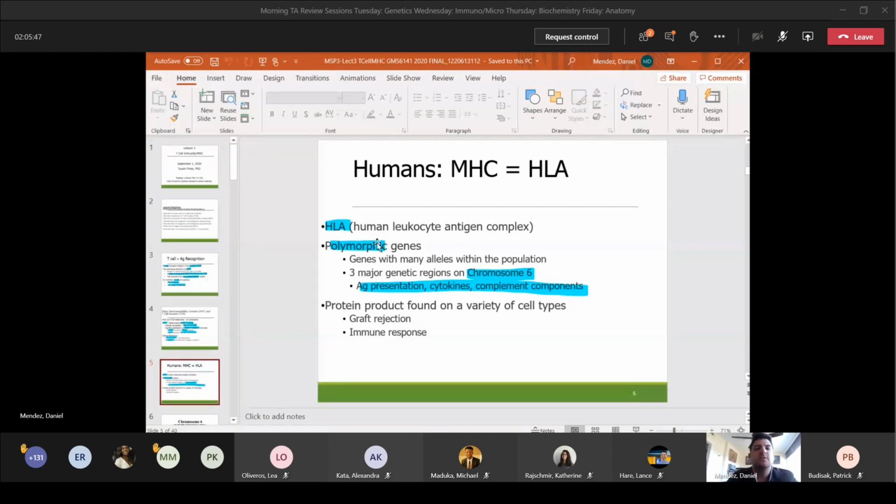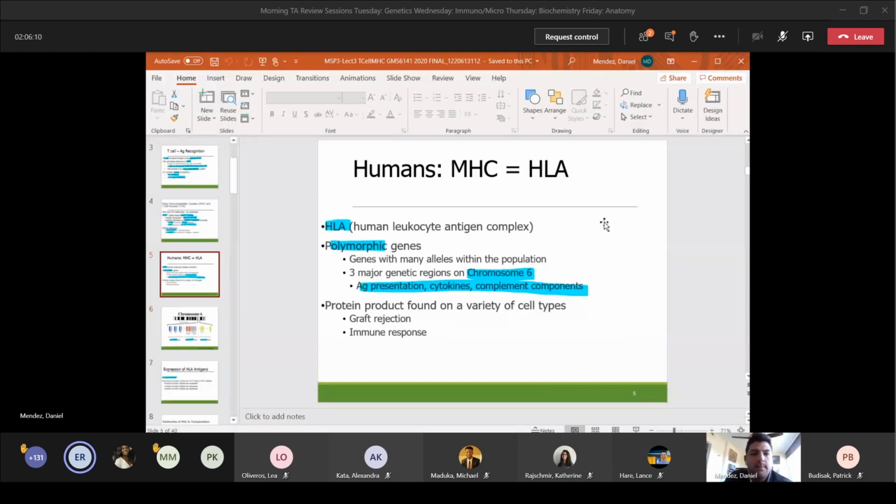This is what they use when they're doing transplants. If you're doing any sort of transplant, whether it be a stem cell transplant or an organ transplant, they're looking at 6 HLA markers. They have to see if those markers are the same. That way, if they are the same genetically between patients, there's a less likely chance of rejection of the graft, of the donation.